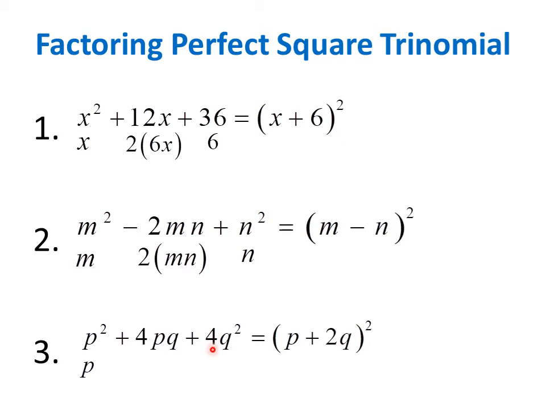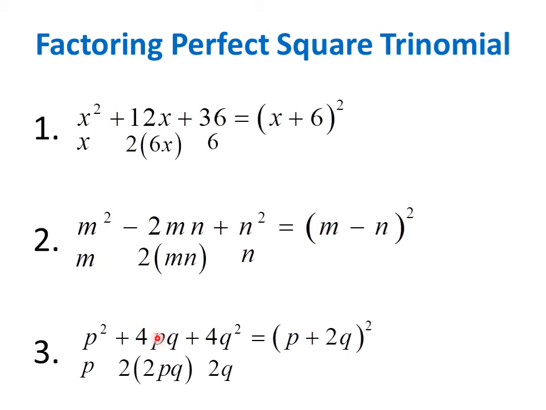Can we get the square root of the third term, 4q squared? Square root of 4 is 2. Square root of q squared is q. So we have 2q. Next question: is this second term twice the product of these two square roots? If you multiply these two square roots, you have 2 times p times q. So 2pq times 2 for the twice, you get 4pq.